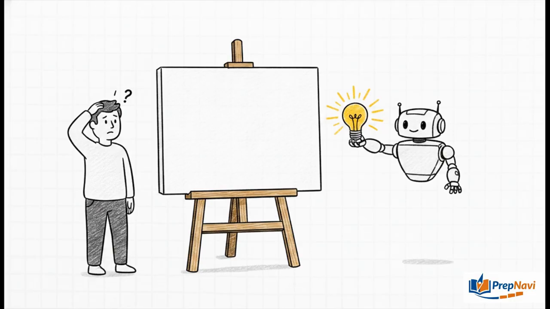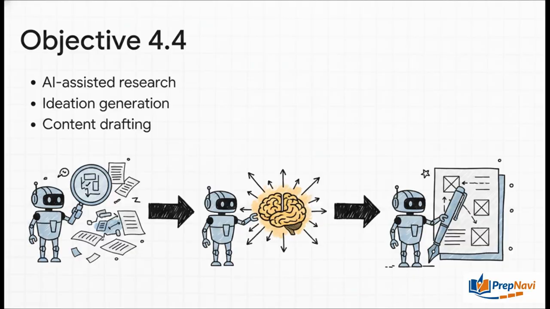Objective 4.4 on the exam specifically requires you to describe techniques for using AI to accelerate research, generate ideation, and draft initial content. Basically, you need to know how to prompt an AI to gather preliminary info, brainstorm different angles, and draft those initial outlines. Imagine, for example, prompting an AI to instantly generate 5 different statistical approaches for analyzing a new batch of customer churn data. That's the true power of ideation generation.